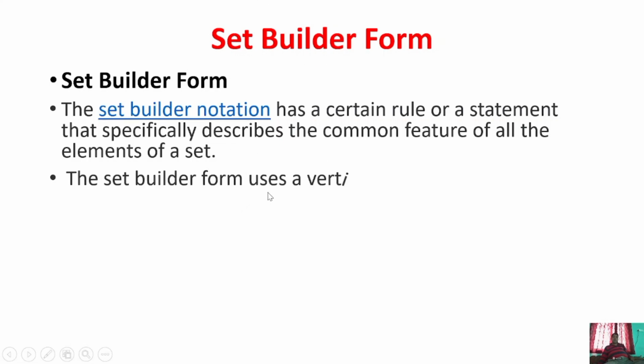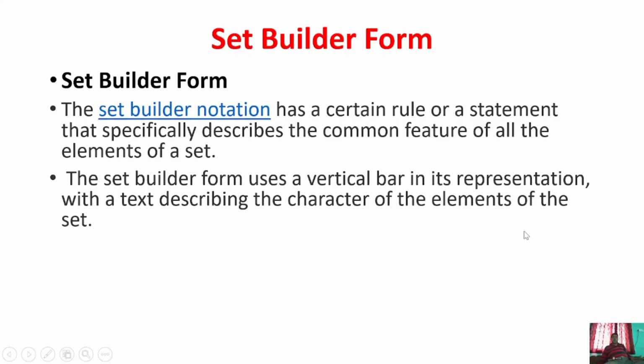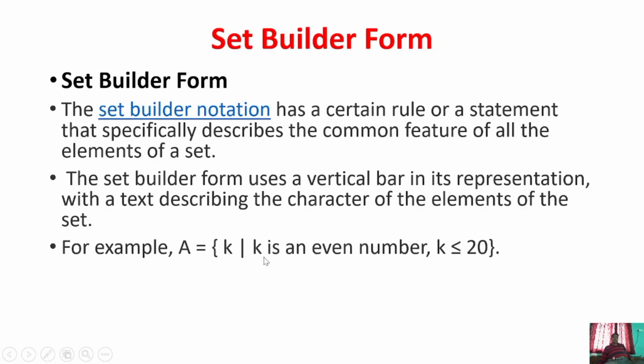The set builder form uses a vertical line, vertical bar, or a semicolon in its representation, with text describing the characteristics of the elements of the set. For example, you write A is equal to k such that k is an even number, k is less than or equal to 20. The vertical bar is known as the such that line. We can use the semicolon. On the right side of the bar you write the properties of the set, and before the bar you see the single variable k.